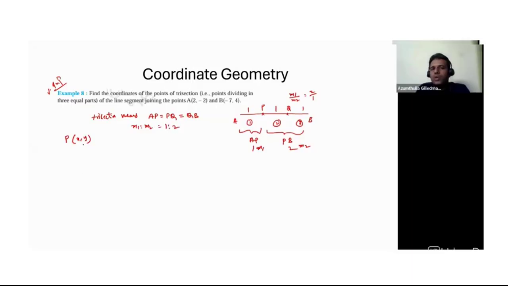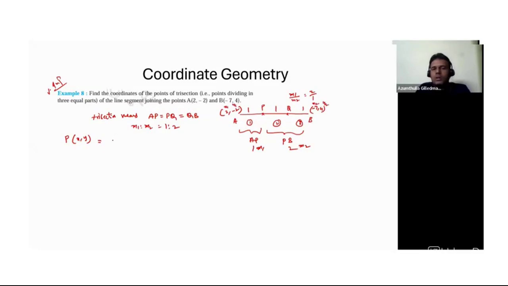And if you want to find Q1, then take it as 2 is to 1. All right. So now I'll find x comma y. Let's say what is our A? A is 2 comma minus 2, and what is B? Minus 7 comma 4. Let's take this as x1, y1, and this is x2 and y2.